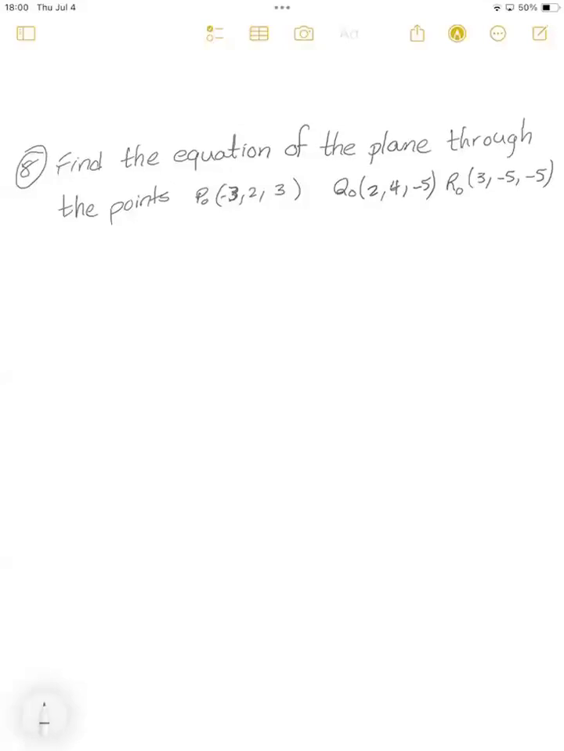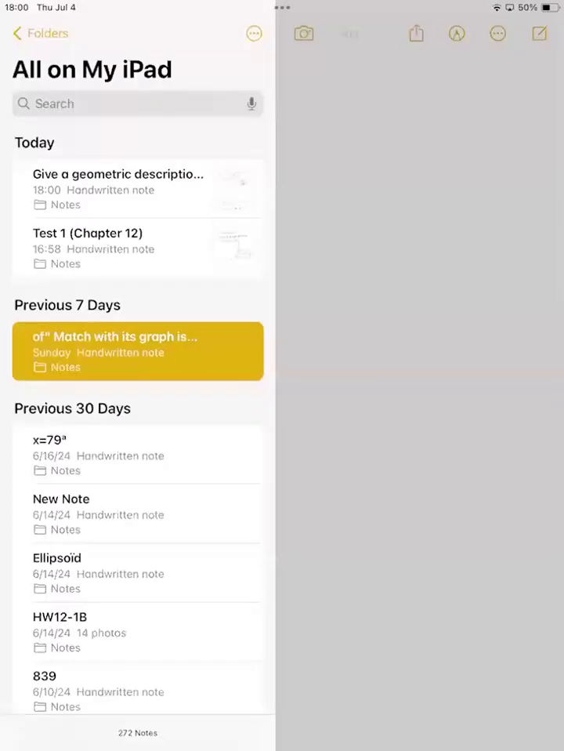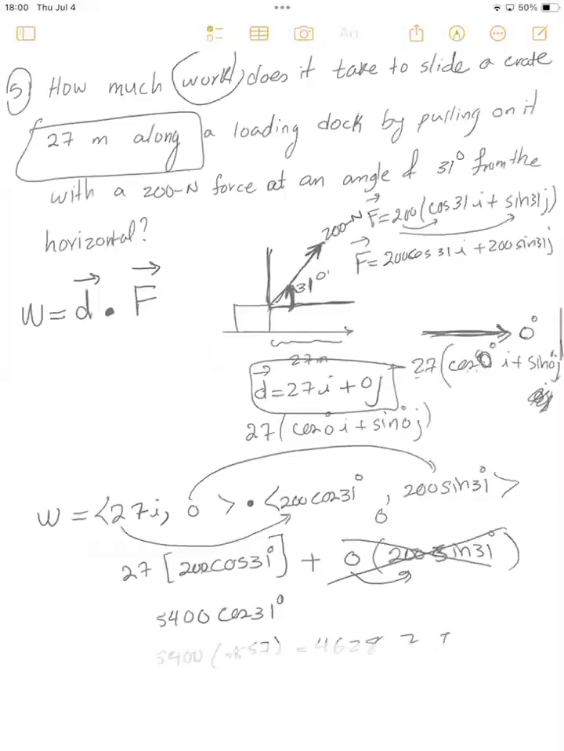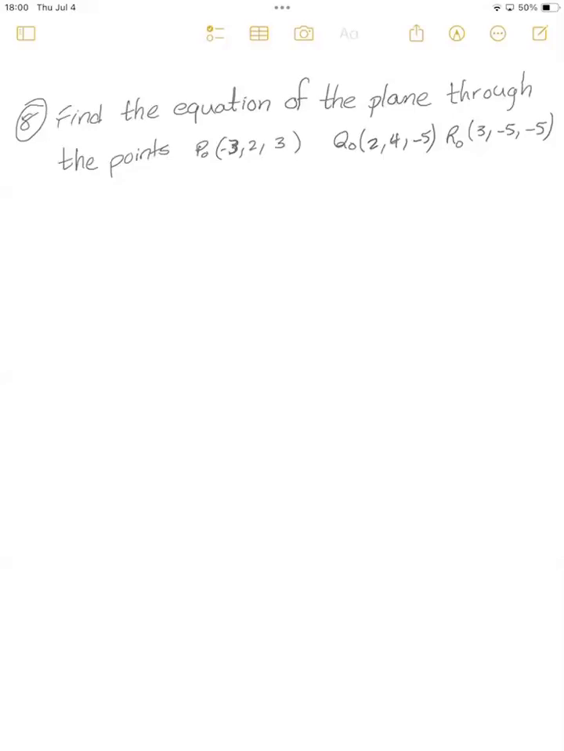Find the equation of the plane through these points. So this problem is going to be a little bit time consuming. Because what we have to do for this problem here, we are given 3 points and we want to find the equation of a plane for these 3 points. So there are various steps. First, we have to create 2 vectors, P naught Q naught, and another vector P naught R naught.